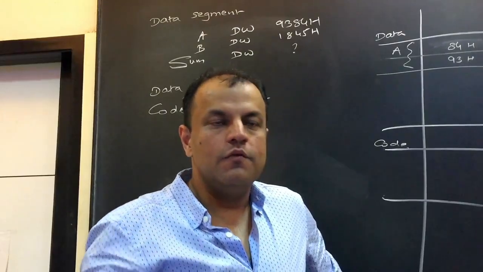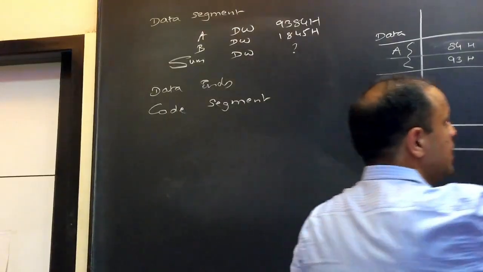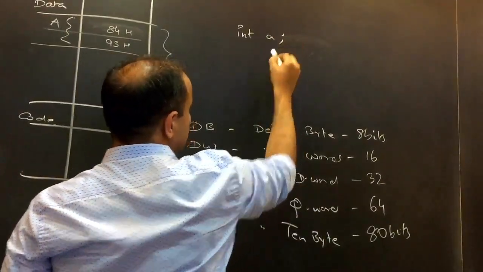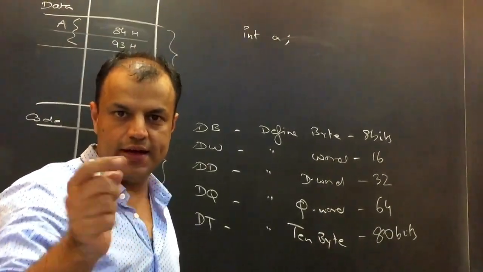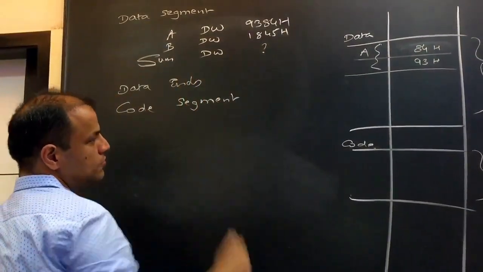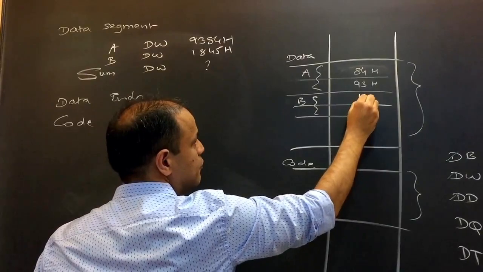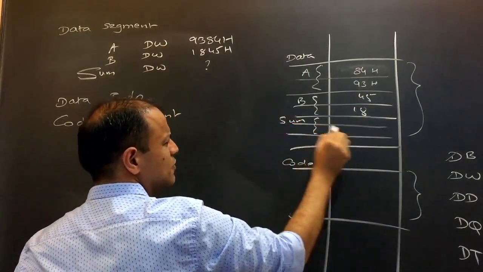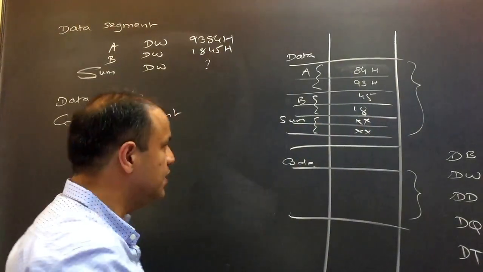So what have we done? We have made a variable, but we have not initialized it. It's like writing int a in a C program. You have created a variable, but you have not initialized it. The variable still works, but it will right now contain a garbage value. So same thing. When you write sum DW and a question mark, first of all, this is your B, that is 1845. Now, this is your sum, which will contain some garbage value, which our program will fill over here as a result.